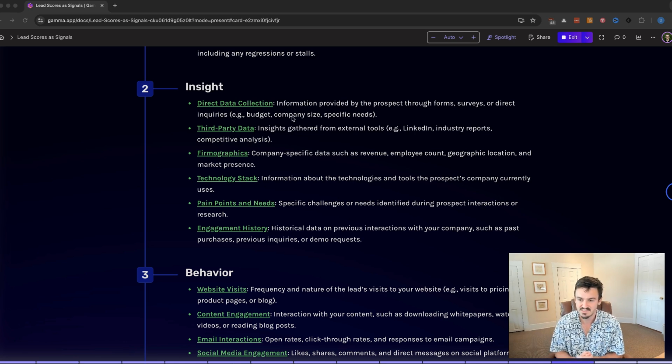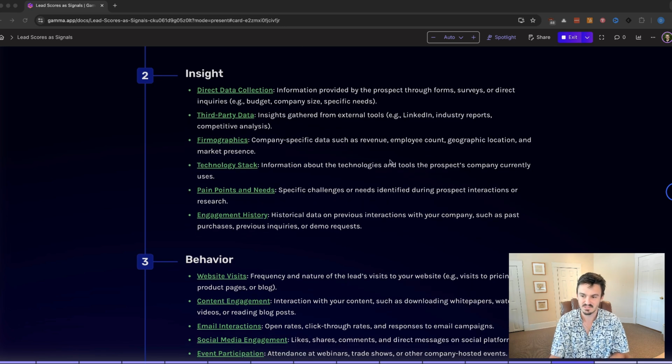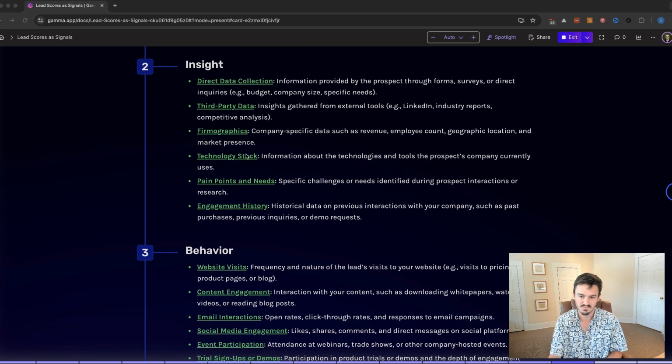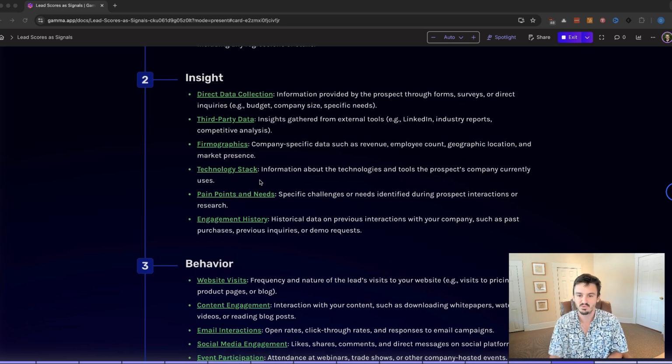Firmographics is anything company specific: revenue, employee count, geographic location, market presence. Some people include technology stack in those firmographics, but we break it out separately here because we can verify on a call. So it's also part of direct data collection or through other observational methods of what technology they have. Sometimes the firmographic data and the third-party data miss this, especially if it's an internal-only tool. So this is just information about the technologies and tools a prospect's company currently uses. Pain points and needs. This one's a really critical one.